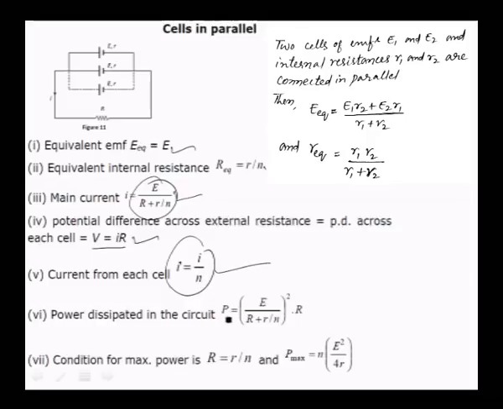Similarly, power dissipated in this case is I square R, that is E divided by R plus r by n, whole to the power of 2, into R. See, the condition for the maximum power is that the external resistance should be equal to r by n, and the power maximum is equal to nE square by 4r.